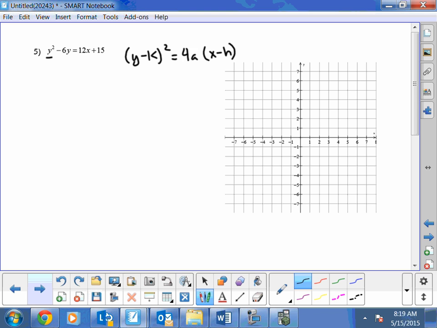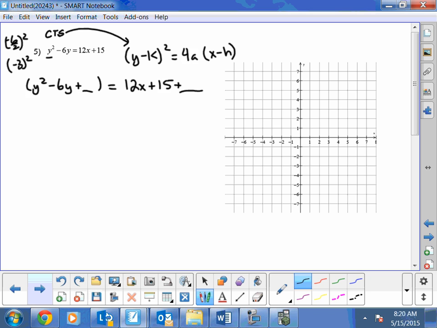So in order to get this left side to look like this, we need to complete the square. Let's do that for the first part. Y squared minus 6y, and I have 12x plus 15 plus my number that originates from completing the square. Find the magic number: negative 6 divided by 2 is negative 3, squared is 9. There's nothing on the outside, so that becomes 9 here. It makes one single binomial: y minus 3 squared. And on this side here, we'll have 12x plus 24.